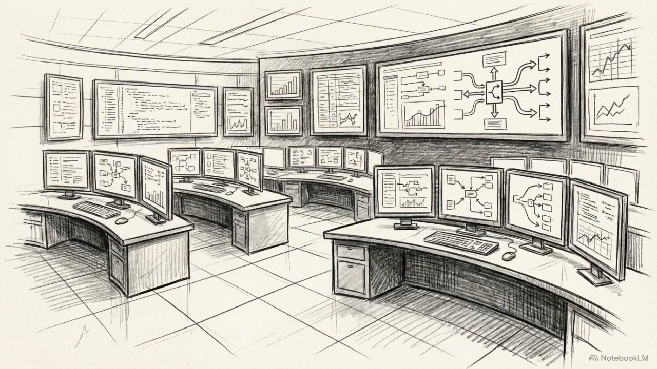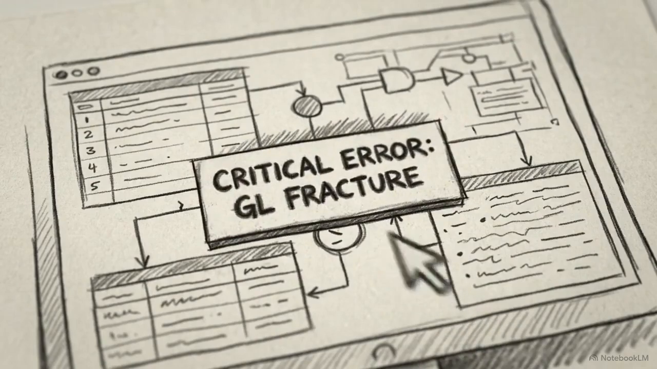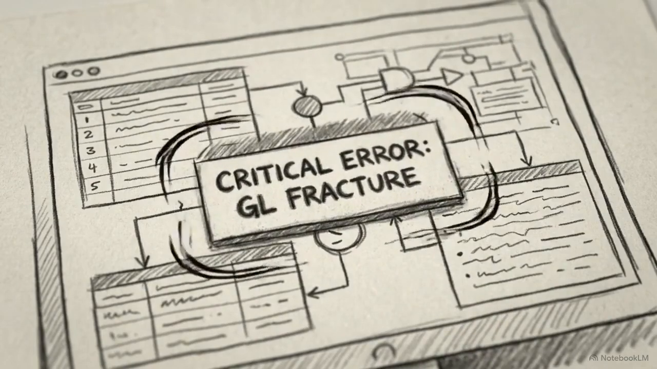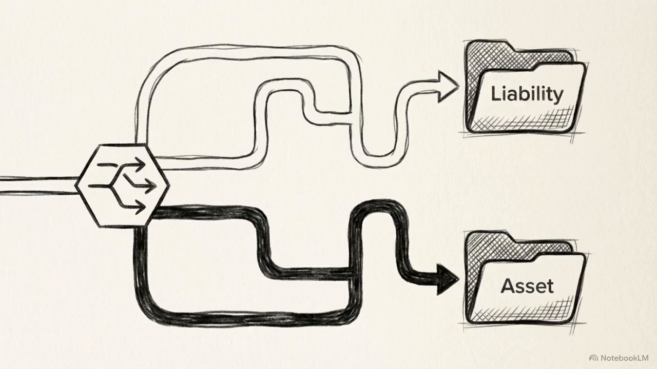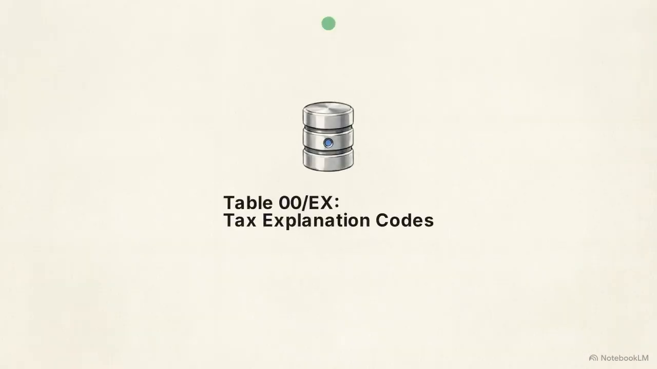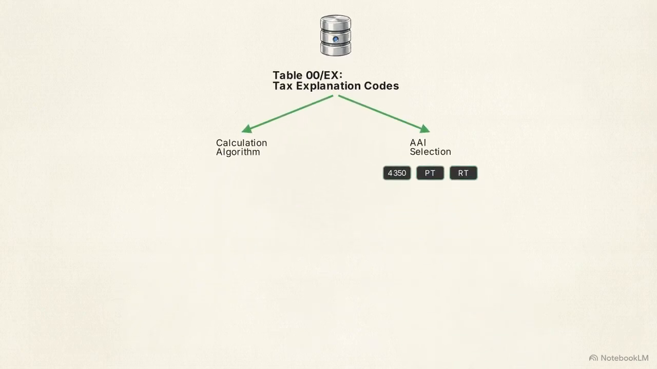Enterprise resource planning systems process thousands of transactions a day, but a single misclassified tax entry can fracture the general ledger, corrupt the audit trail, and trigger severe regulatory penalties. Inside JD Edwards EnterpriseOne, tax processing relies on specific logical routing to allocate every dollar to the correct liability or asset account. Tax explanation codes in Table 00/EX control routing by executing calculations and dictating AAIs, rules for general ledger debits and credits.